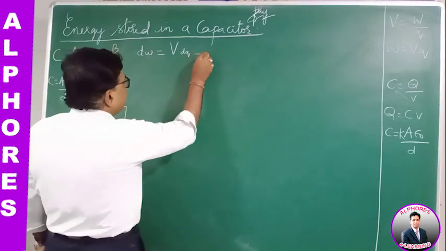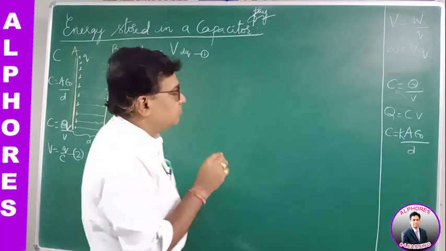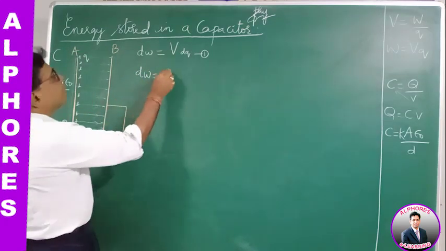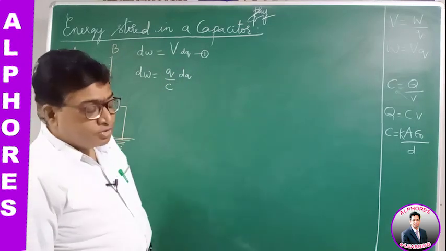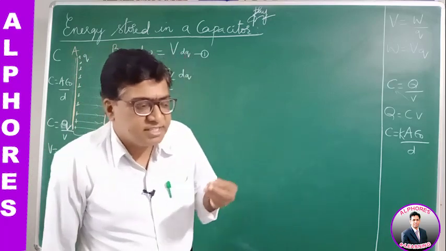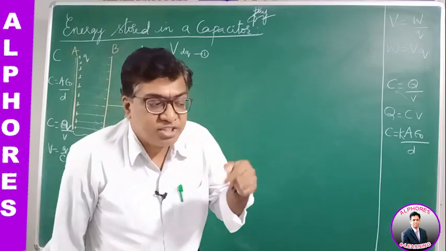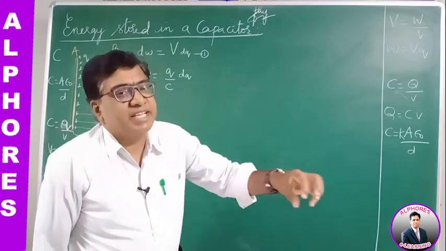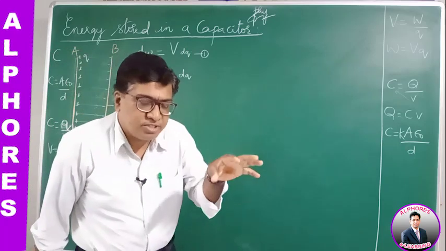And this is equation 1. Now substitute 2 in 1. Putting 2 in 1, I get dW is equal to Q by C dQ. What actually happens is, when I am giving charge to a capacitor, the first elementary charge I give is stored on the plate. But when I am giving the next charge, the already existing charge will oppose it. To overcome the opposition, I have to move it against the opposition. In doing so, I have to do work. In doing work, I spend energy, and the energy that is spent is stored.